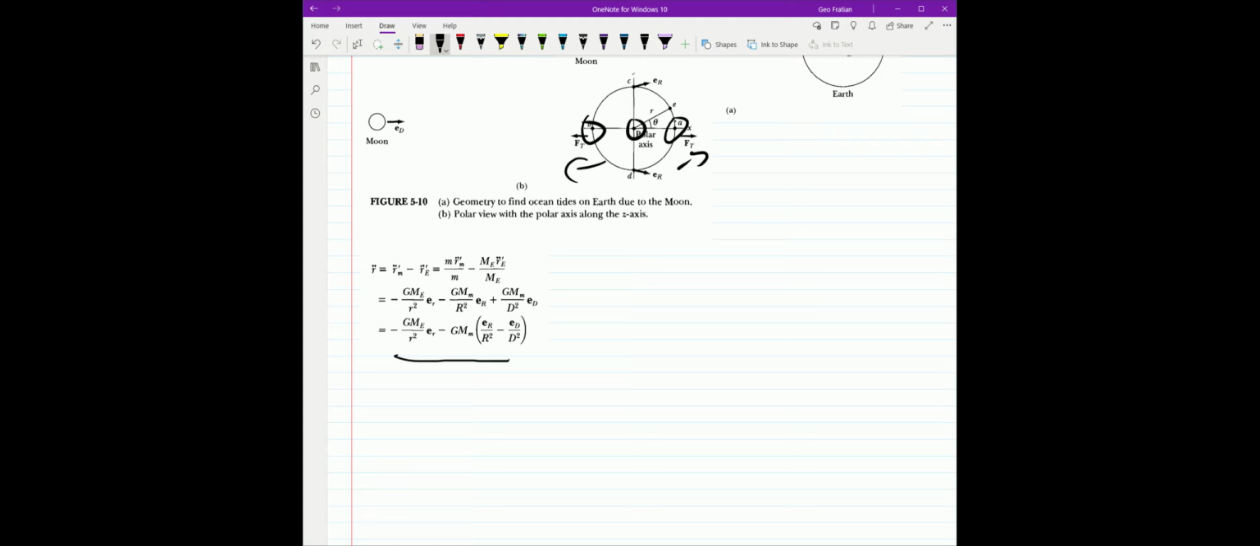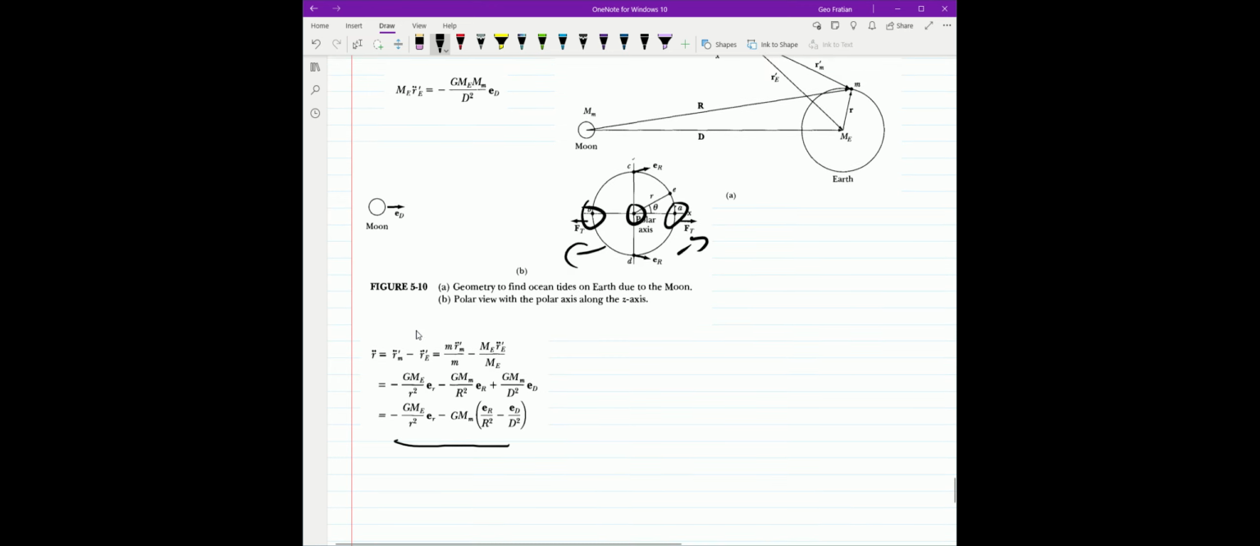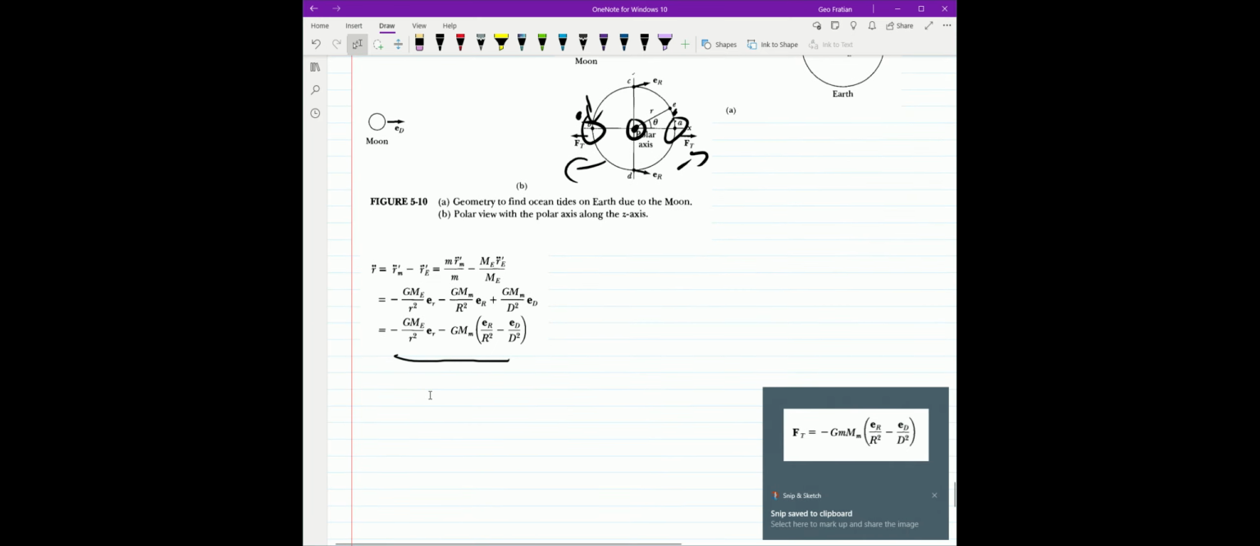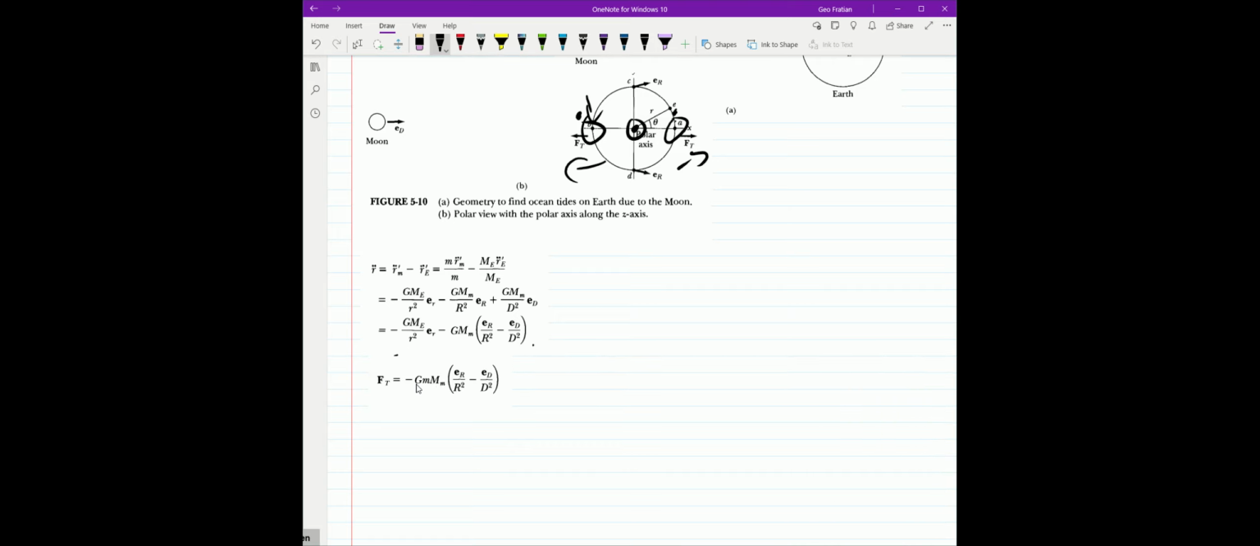In other words, it's due to the difference between the moon's gravitational pull at the center of the Earth and on the Earth's surface. So the moon pulls here, but it also pulls on the mass over here a lot more because it's closer than the mass all the way over here. And because of that, it causes an unevenness. And we can resolve the tidal force as just basically the second part, which is if we multiply this by m. And this right here is our tidal acceleration.